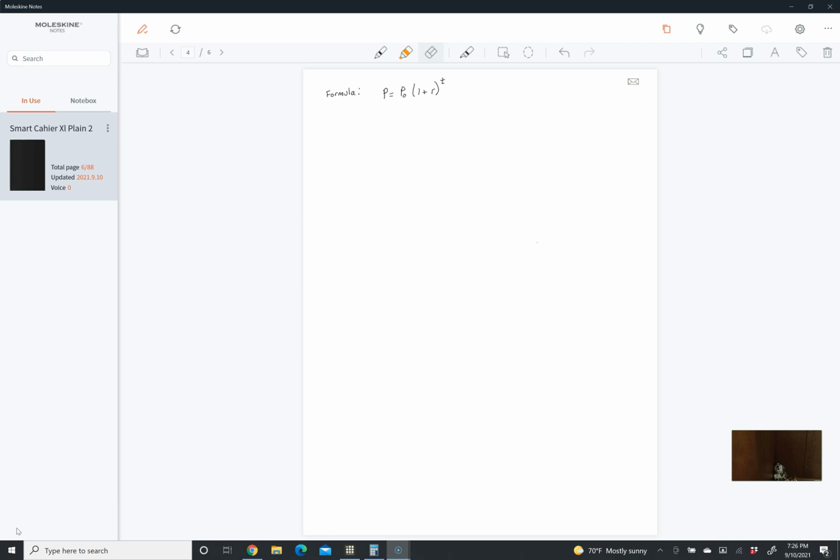Okay, so let's just define each part of this formula. So P0 is equal to your original investment. So in the case of the problem that we just did, it would be $1,000. When you go into a bank, they refer to this original investment as principal amount.